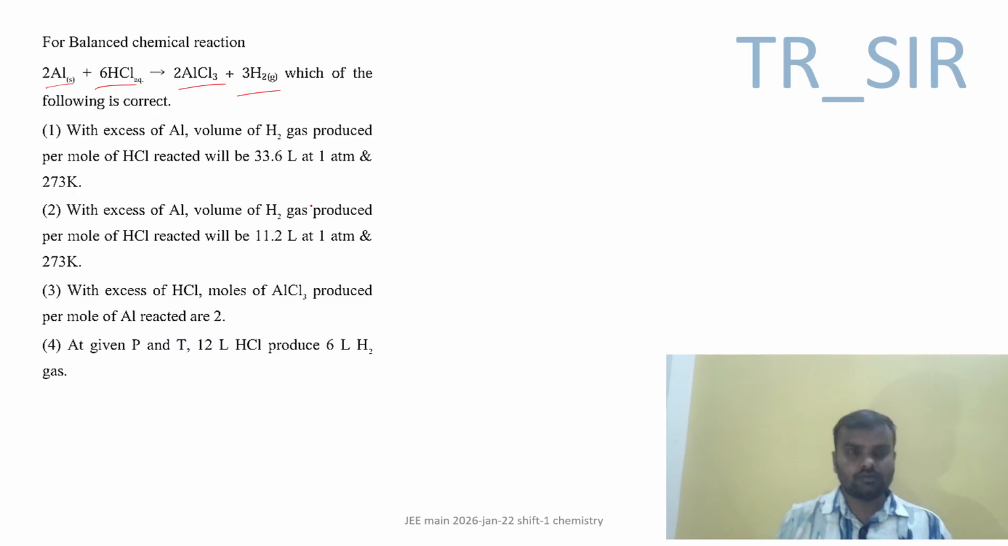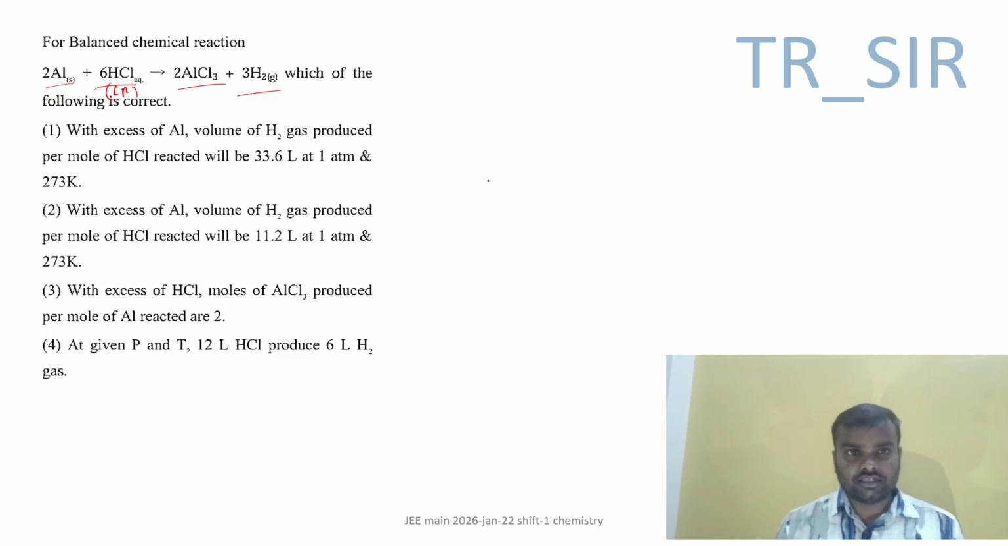With excess of aluminum, aluminum is the limiting reagent now. It is not a limiting reagent. With excess of aluminum, the volume of H2 gas produced per mole of HCl reacted will be 33.6 liter atmosphere.